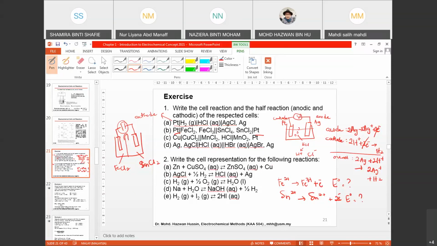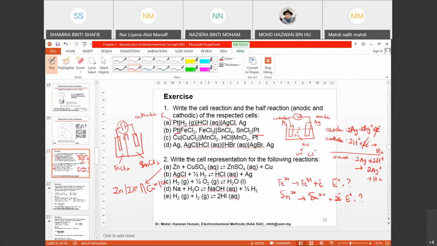So this is easy. Even you know that from this reaction, the anode will be zinc and the cathode will be copper. So the cell representation, of course, it will be zinc slash zinc 2 plus, then you have a slash like that, 2 plus slash copper, for example. And the rest is also the same thing. All right.